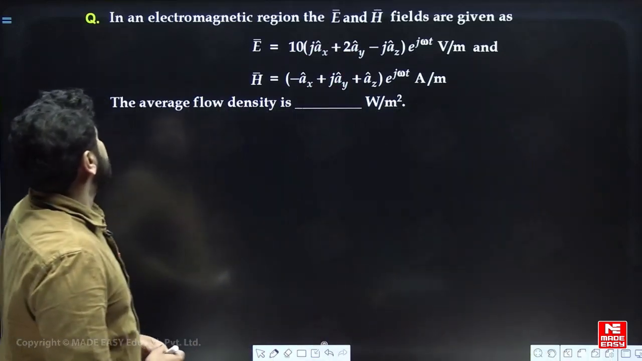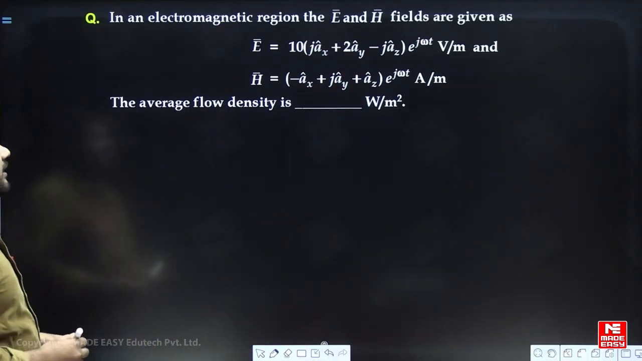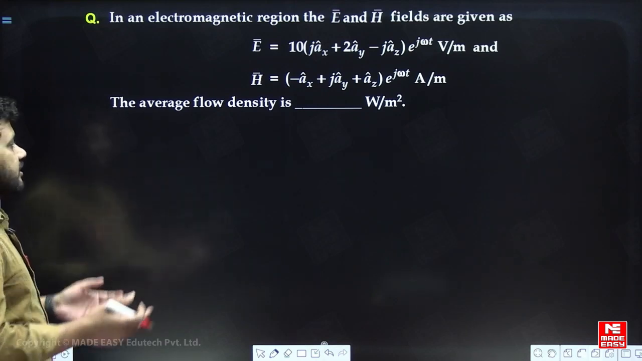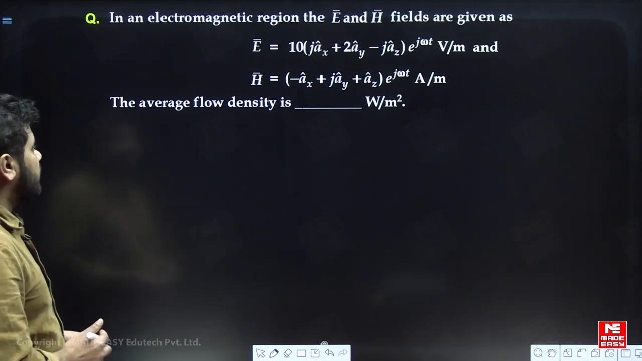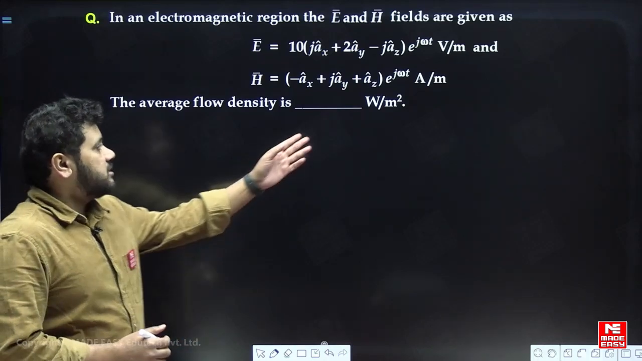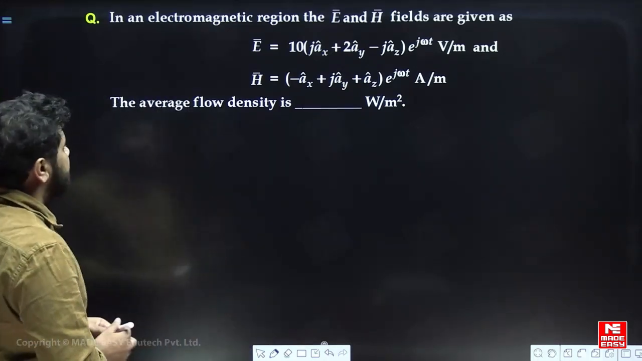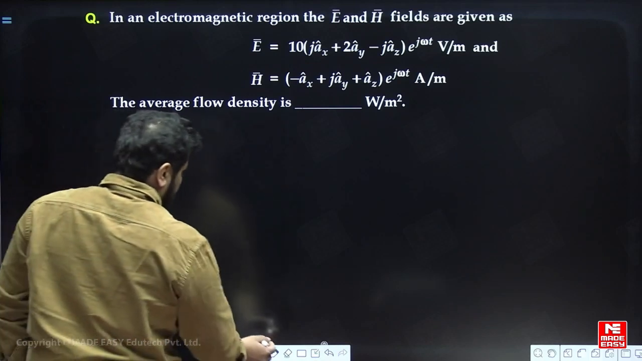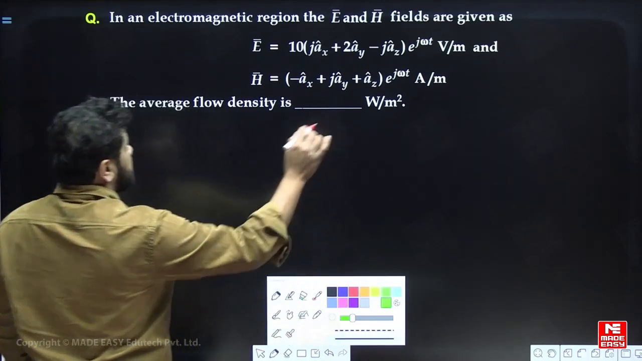The first question is: in an electromagnetic region, the electric field and magnetic field are given. The average flow density of power, in watt per meter square, is how much?